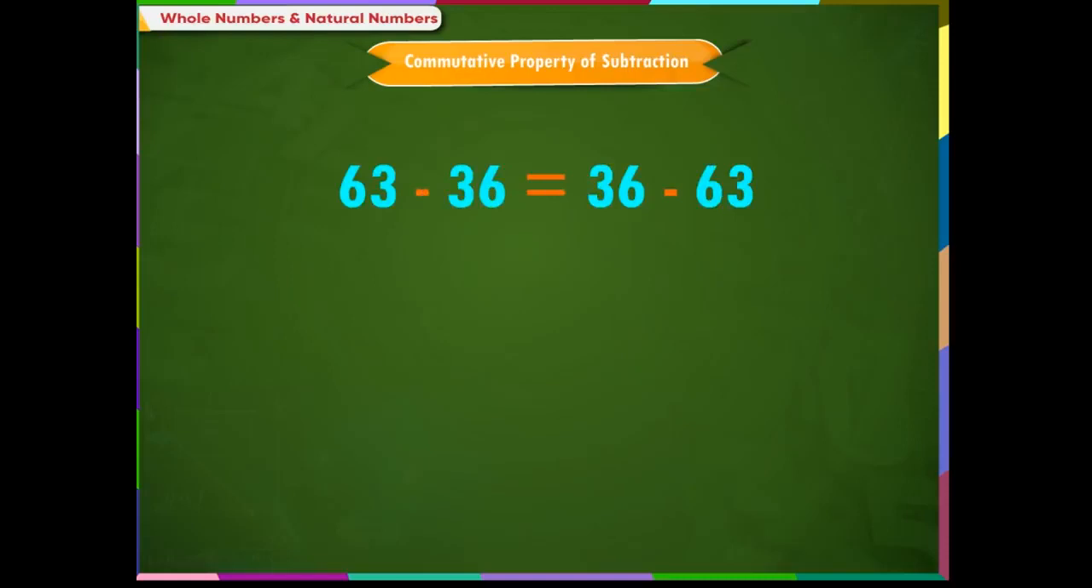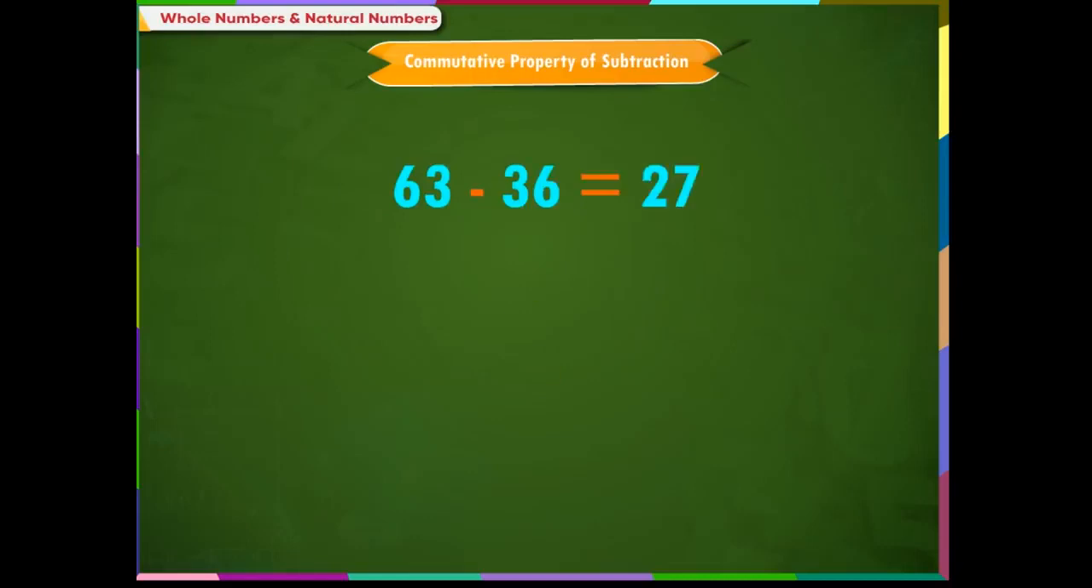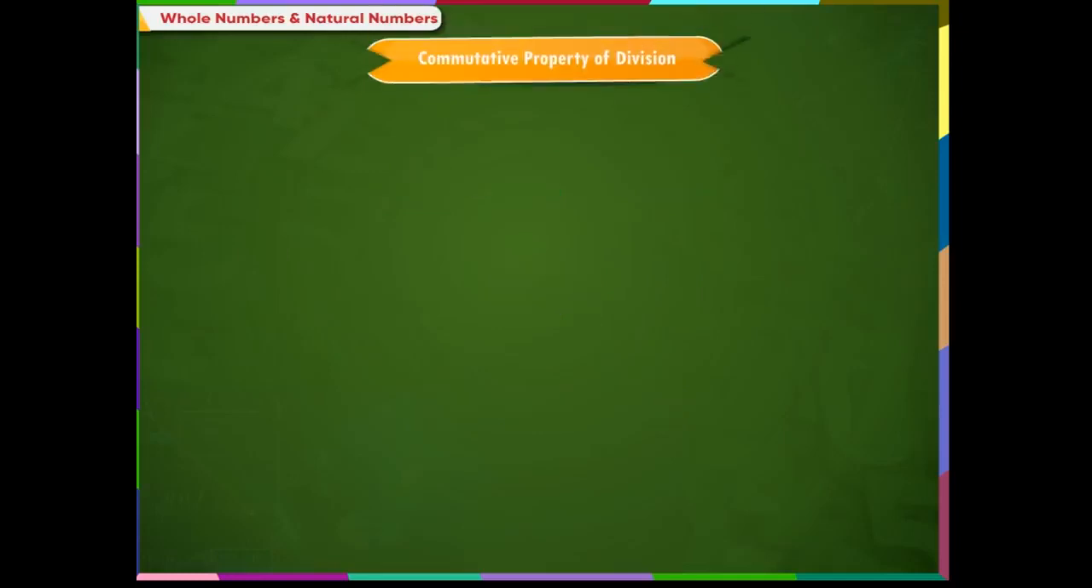The result is not the same in both the cases. As we can see, the result of the subtraction is not the same. Therefore, we say that the commutative property does not hold true for subtraction of whole numbers.